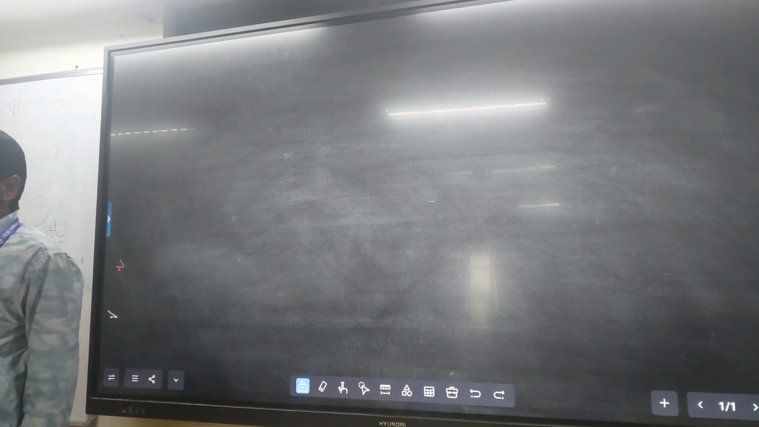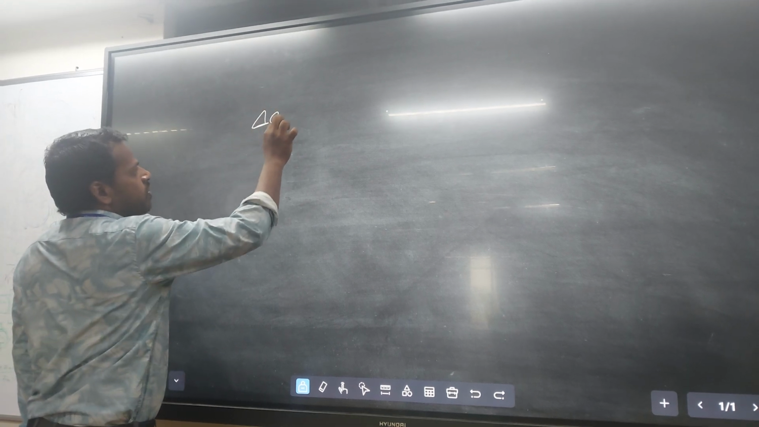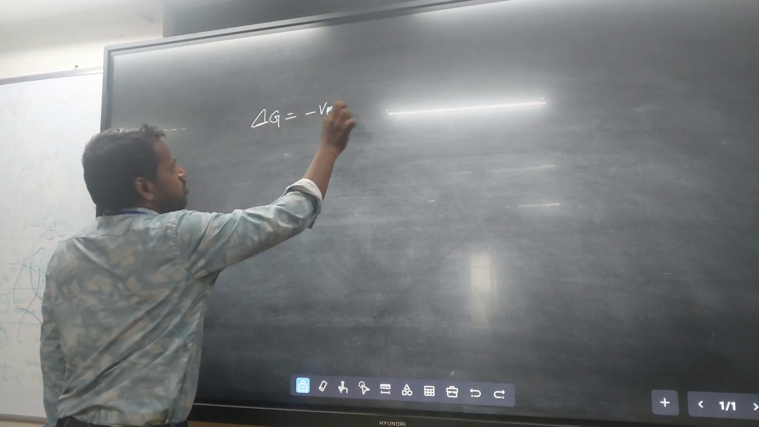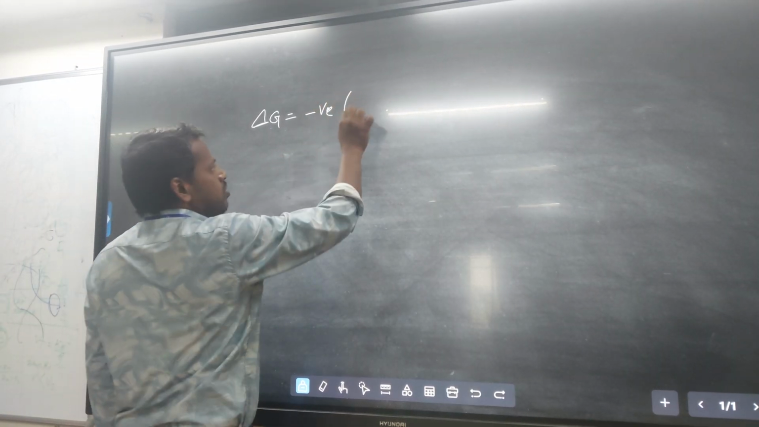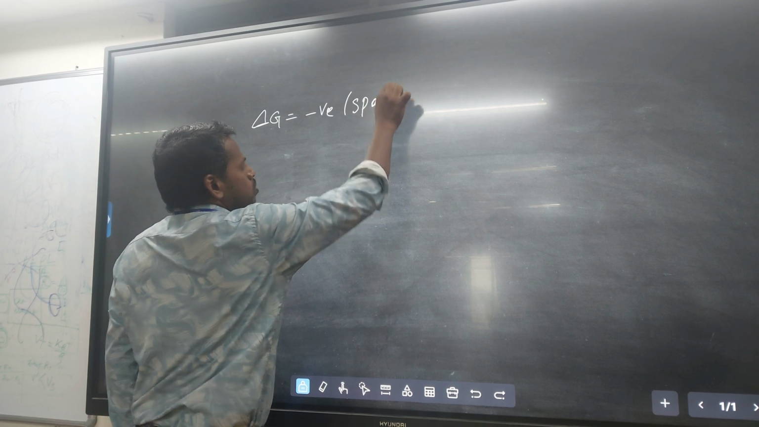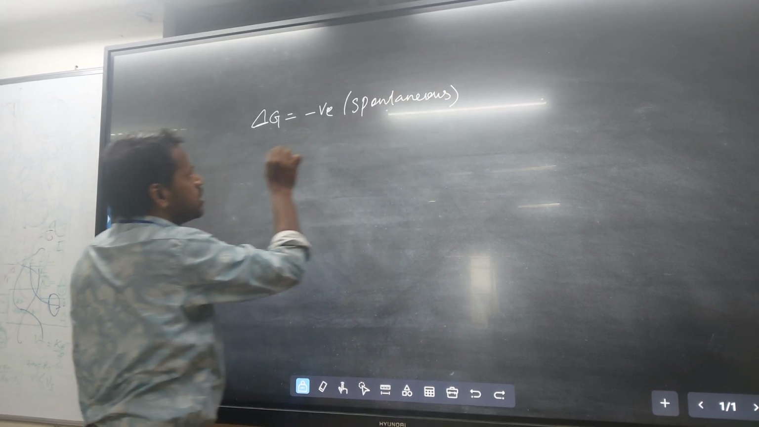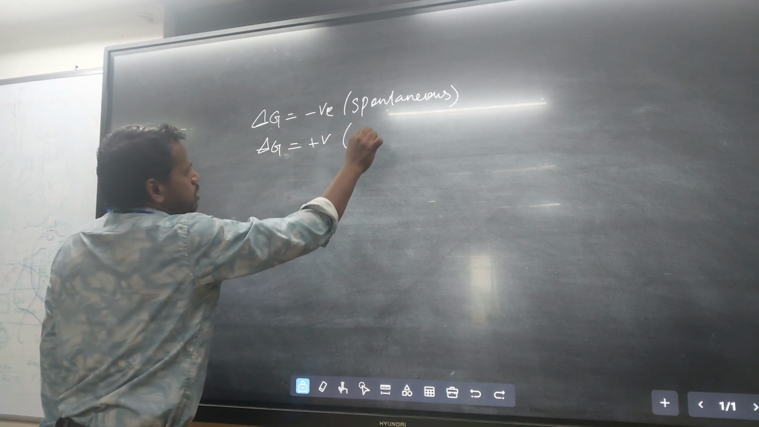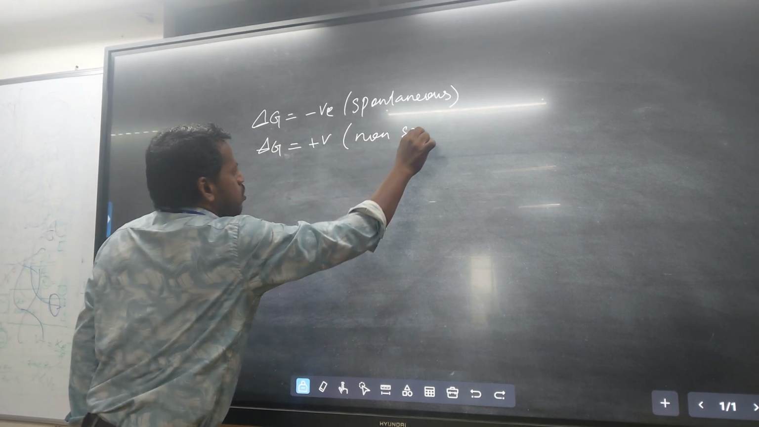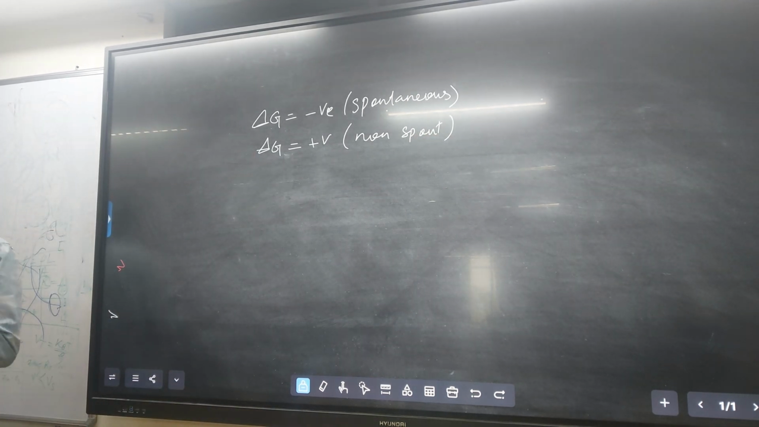See, we already discussed that when delta G is negative, it means a spontaneous process. When delta G is positive, it means a non-spontaneous process, which we discussed last class.